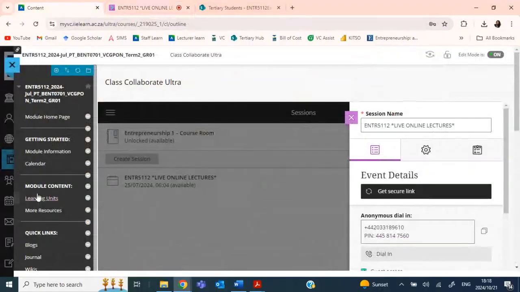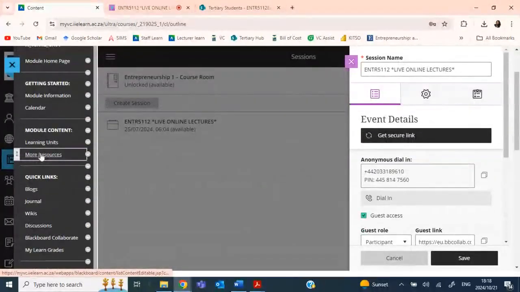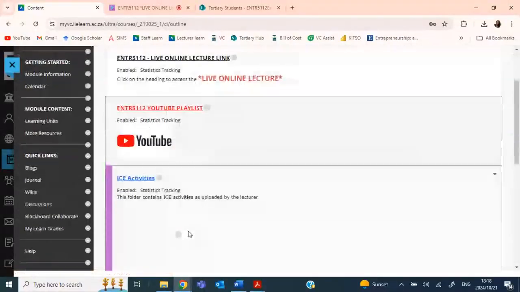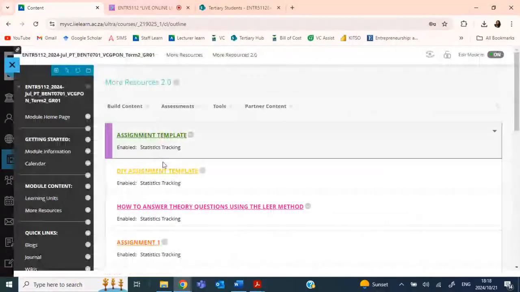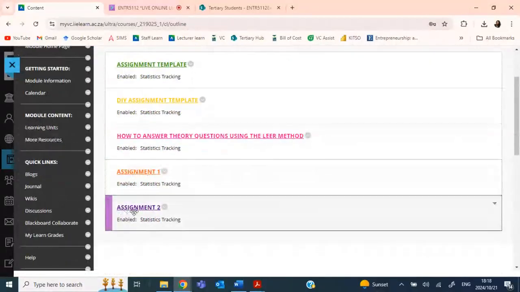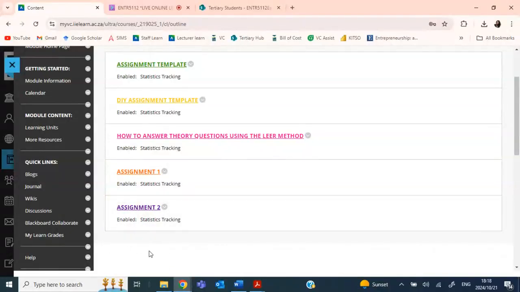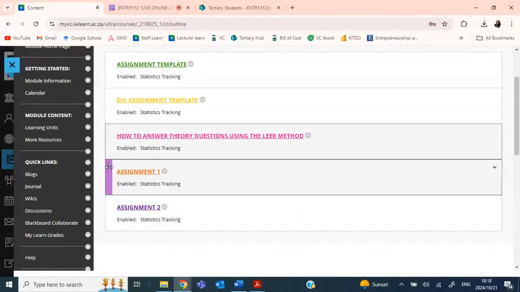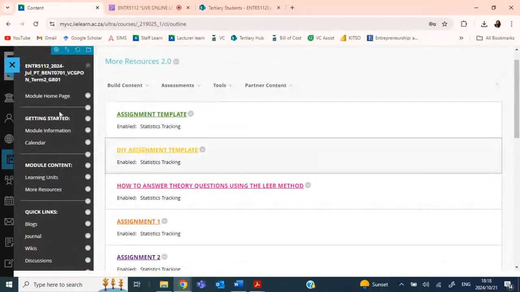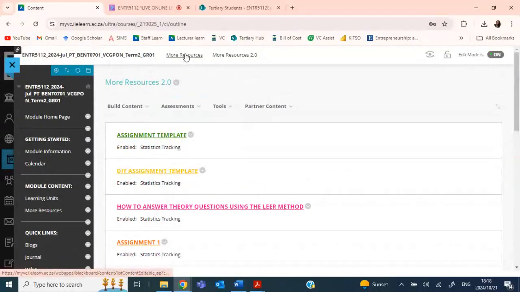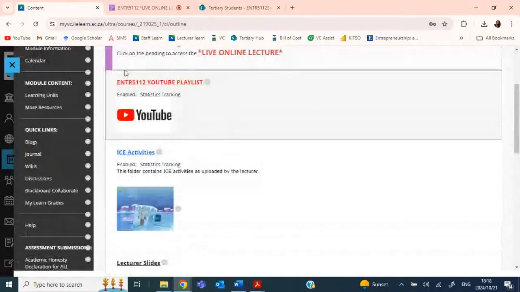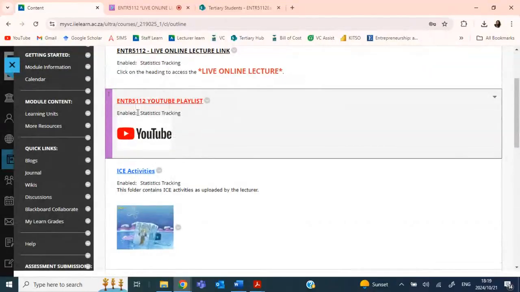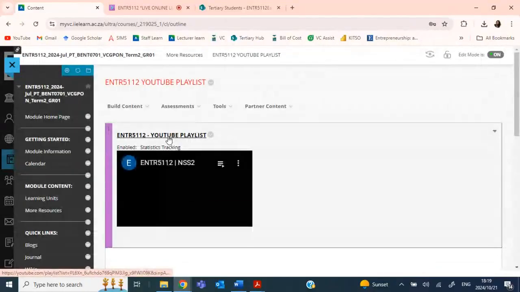And then just to show you guys where I will upload everything, if you go under more resources, you will see that under more resources 2.0, I've got assignment 1 and assignment 2. So I will definitely be opening up or creating a new tab for the exam, and that's where you can get everything. And then as usual, you can get the recordings, the playlist, still under more resources 2.0. You can always access it from this link over here.